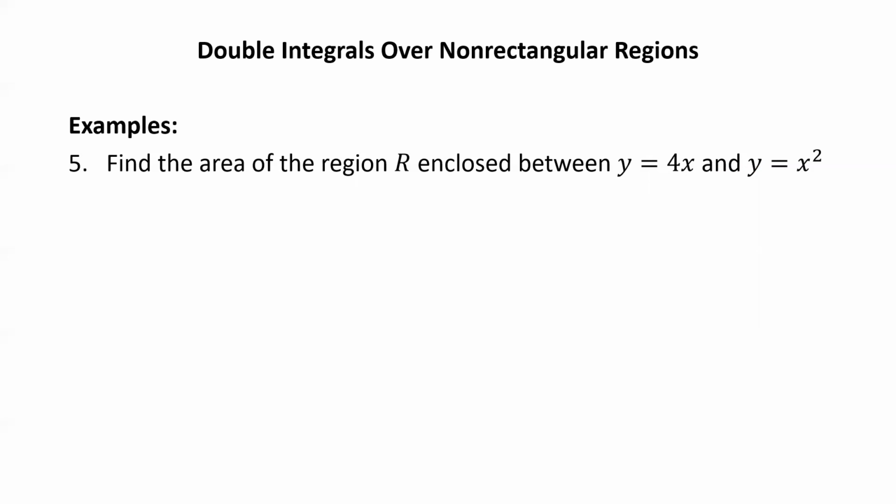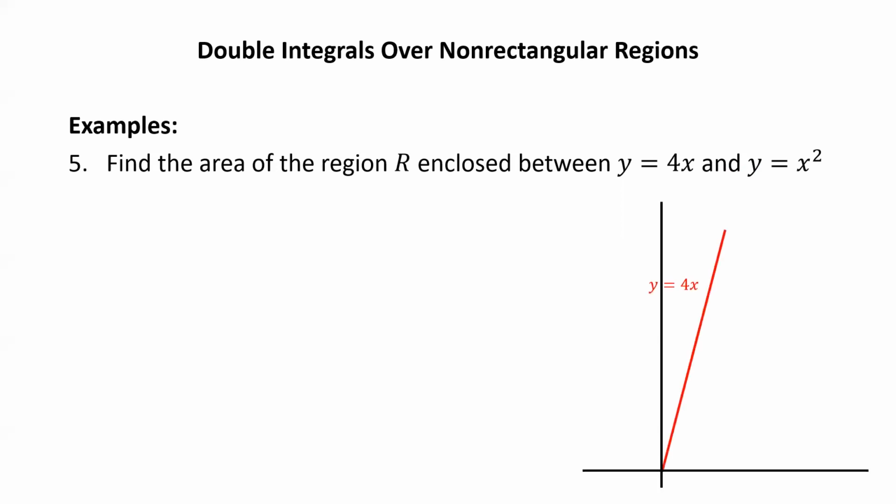Now, technically speaking, you're computing the volume of a solid whose base is given by the region and whose height is 1. But when you compute the volume of a solid of height 1, you get the same numerical answer as the area of the region. Technically speaking, the units would be different. Volume is given in cubic units and area in square units, but the numerical answer is the same.